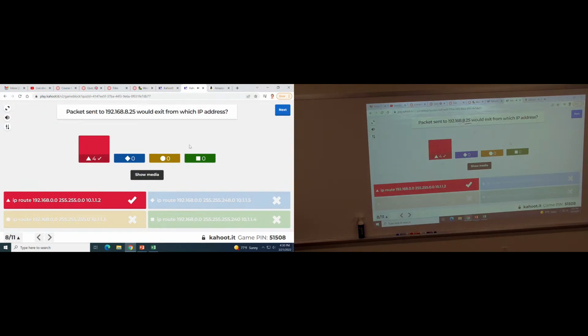Perfect. So it almost looks like the blue one would work, right? But then we've got to look at that 8 and compare it to the 0, and it doesn't work. Good job.